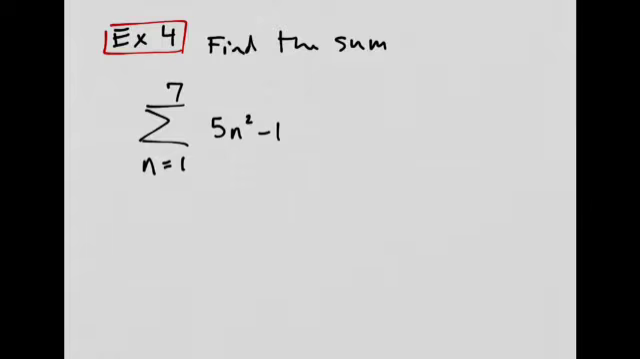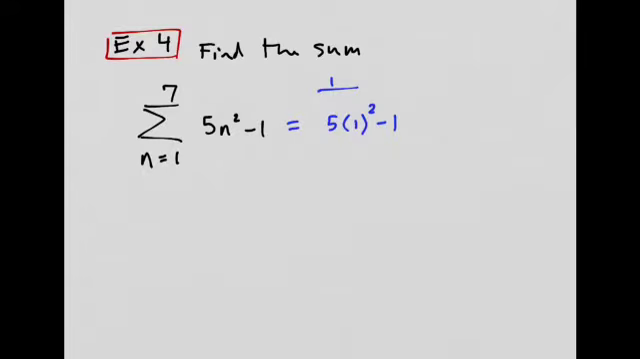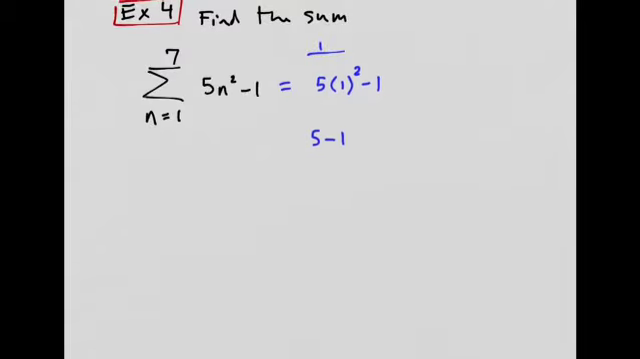I have n equals 1, and I'm telling you we go from 1 to 7. So I also have an n here. What I do is I start out with n equals 1. You don't have to write this part down at the top, but I'm just showing you. I'll plug in 1 for n. What's 1 squared? 1. So I'll have 5 times 1 minus 1, which is 5 minus 1, which is 4, right?